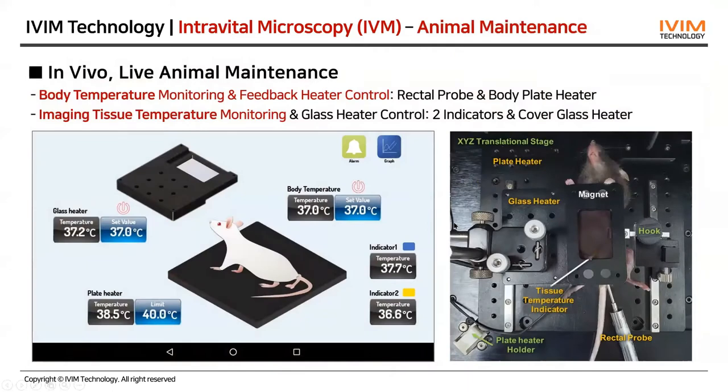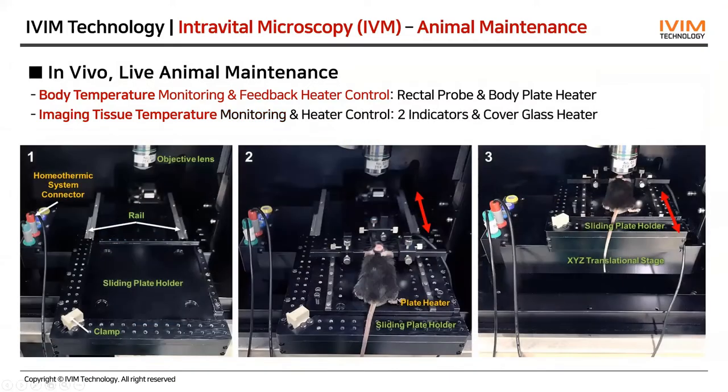We also have a feedback-controlled body temperature monitoring system and a heater system to keep the body temperature stable during the imaging once the mouse is anesthetized. And we have this sliding system to load the anesthetized mouse model. This is the setup device for brain imaging, for example. We have a detachable, heated plate holder. So you can use various different accessories and apparatus optimized for the different organ imaging.